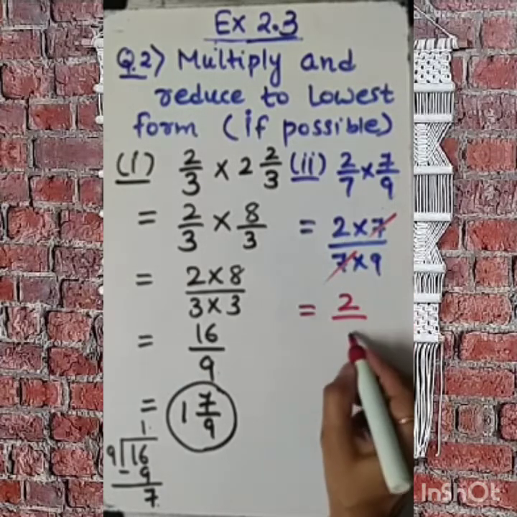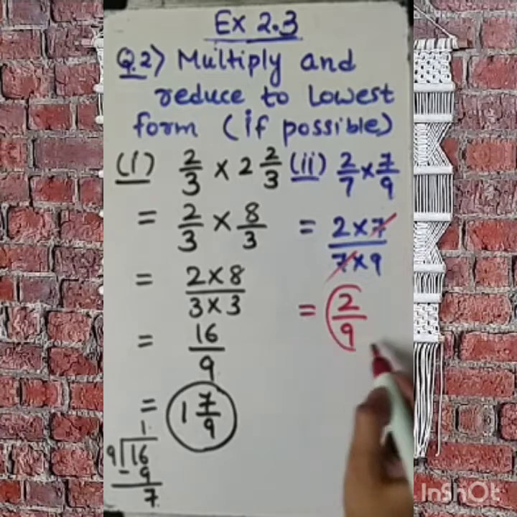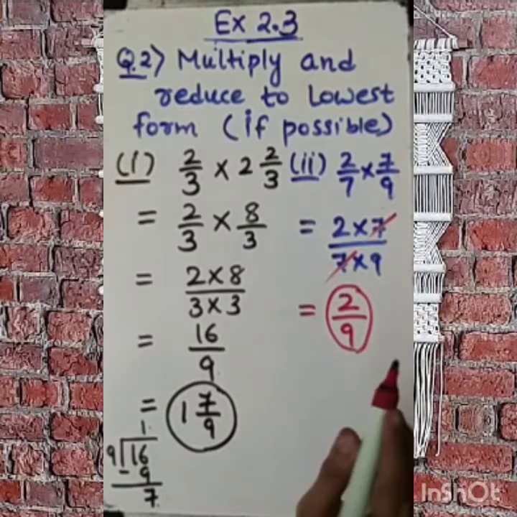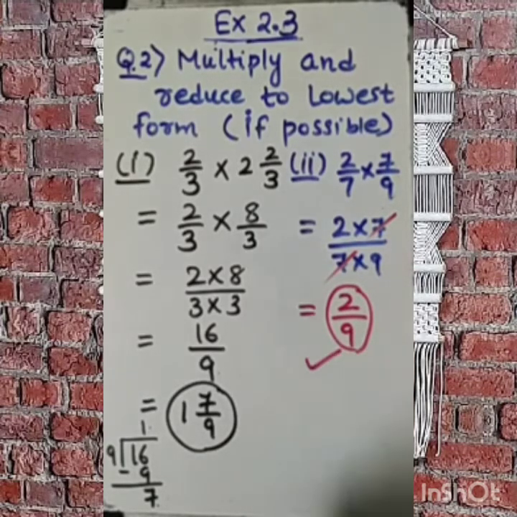So 7 7 cancel. What is left in the numerator? 2 and denominator 9. Dear student, 2 by 9 is a proper fraction, so we can't convert it into a mixed fraction. So the answer is this much only. Okay, please complete up to here. We'll proceed for the third.